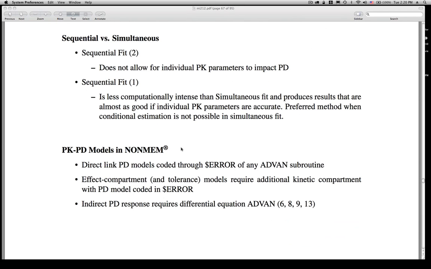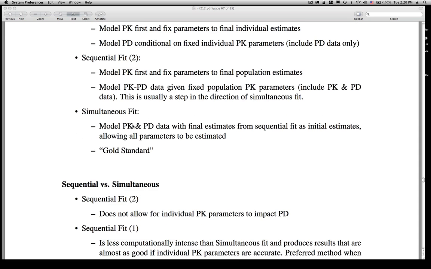Here are some reasons why you might want to use sequential fits instead of simultaneous. First of all, if the simultaneous fit is conducted in a method that doesn't allow conditional estimation of individual random effects, then we're essentially building a PD model off of population mean PK parameters. So anytime you can't get one of the conditional estimation methods to run, either because of convergence difficulties or time constraints, simultaneous fits are not the best way to go.